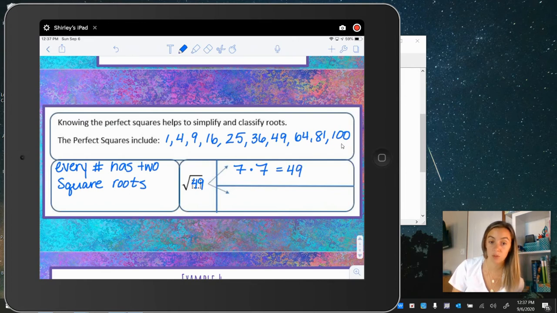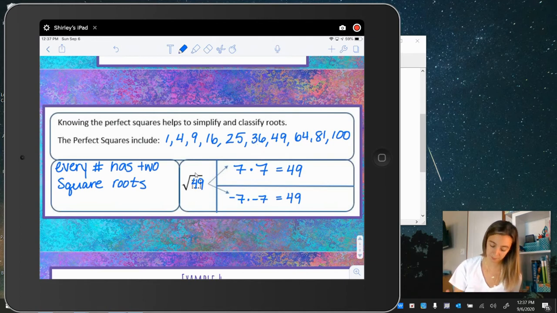So your first square root is always going to be your positive number. But if you remember anything about negative numbers, 2 negatives always make a positive. So not only does 7 times 7 give you 49, negative 7 times negative 7 also gives you positive 49. So when we're talking about square roots, every single number has a positive and a negative square root. 7 times 7 is 49, negative 7 times negative 7 is 49. 6 times 6 is 36, negative 6 times negative 6 is also 36.